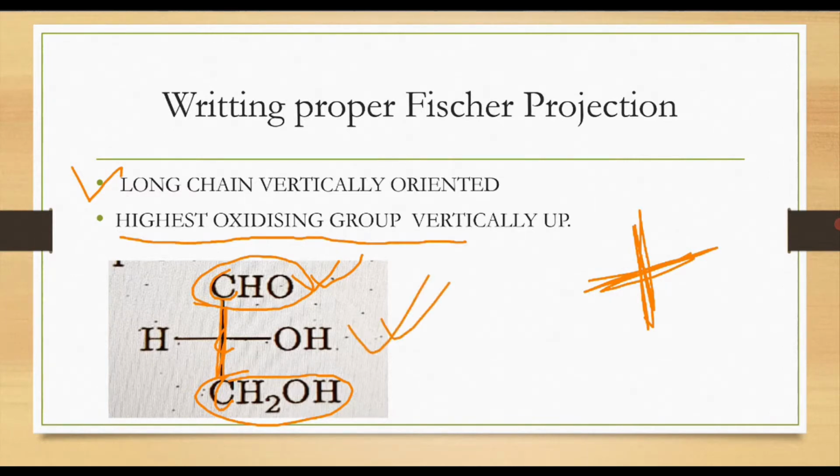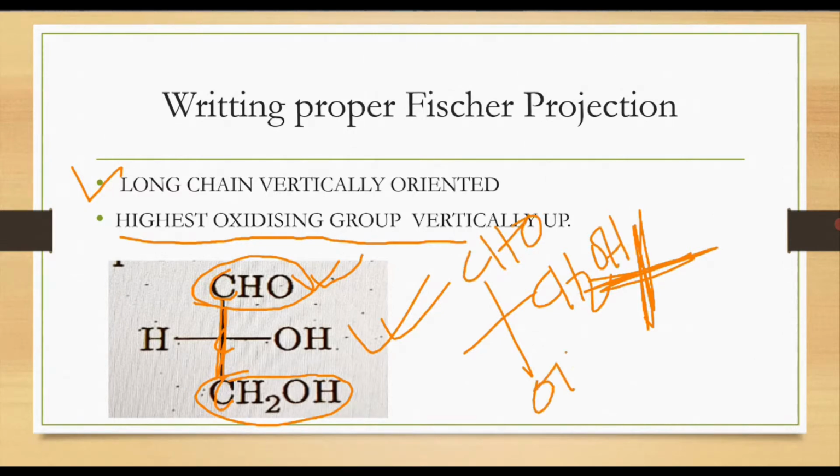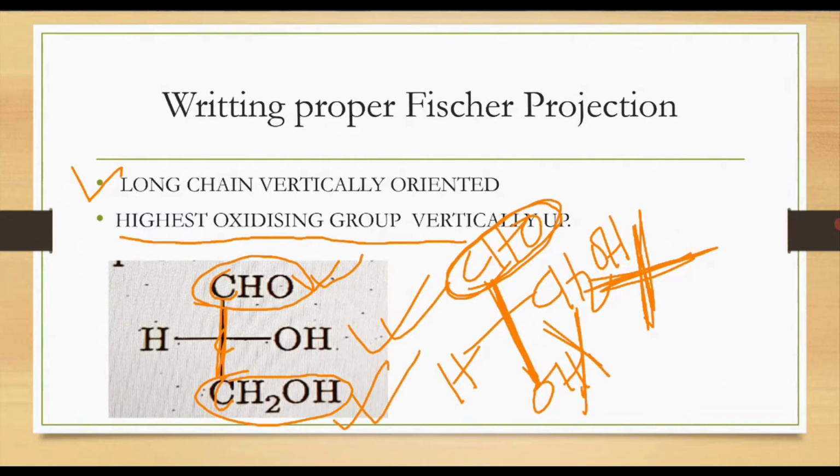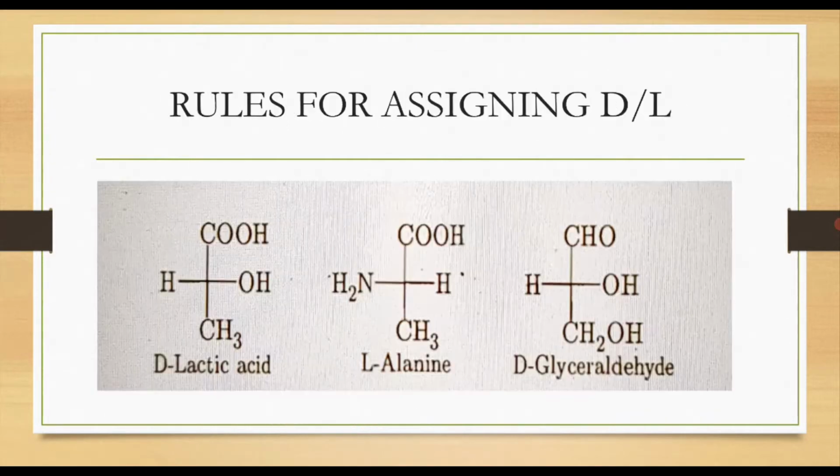So this structure is a proper Fischer projection, but if somebody writes it like that, say CH2OH, CHO, OH, H, it would not be a proper Fischer projection. It fulfills the second condition, that the highest oxidizing group is vertically up, but here the longest carbon chain is not vertical, so this is not a proper Fischer projection, this is the proper Fischer projection. Okay, so after writing a proper Fischer projection, let's have a look at the rules for assigning D or L.